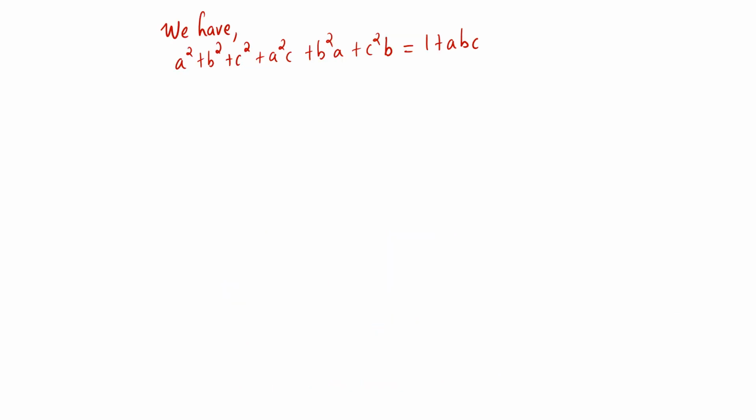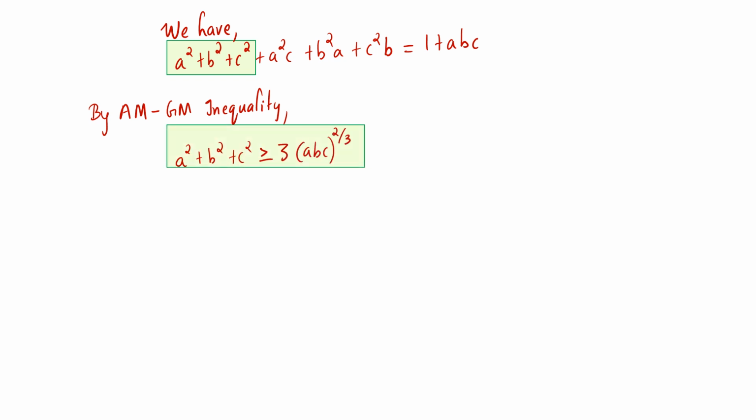Now this is the point where we're going to use the AM-GM inequality. Now remember that we have to prove that ABC is less than or equal to 1 upon 8. So we are kind of focused on this term actually, right? We want to obtain that term wherever possible. So what we're going to do is apply AM-GM inequality, but exactly where? We'll focus on these three terms first: A square plus B square plus C square, and apply the AM-GM inequality.